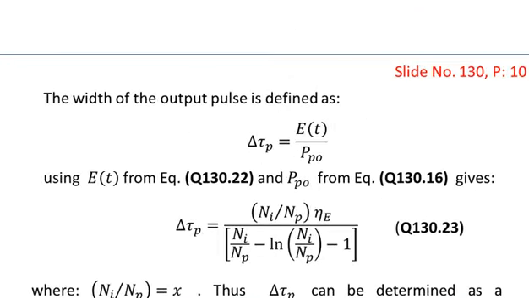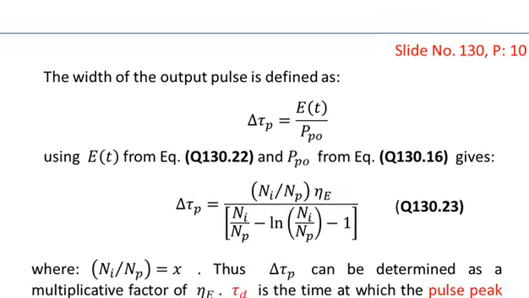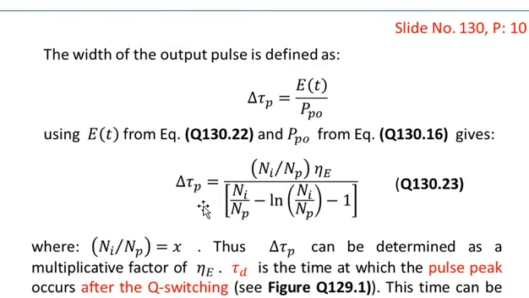So over here, delta tau p is equal to the pulse energy as a function of time divided by the peak output power of the pulse. And we have these two expressions with us. Using E of t from equation number 22 and the output peak pulse power from equation number 16, we can substitute these values, and then delta tau p, that is the pulse width, is given by this one. So this is the width of the output pulse, and it is determined by the right hand side quantities.